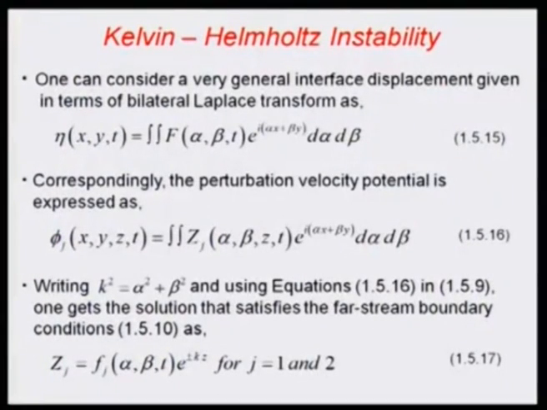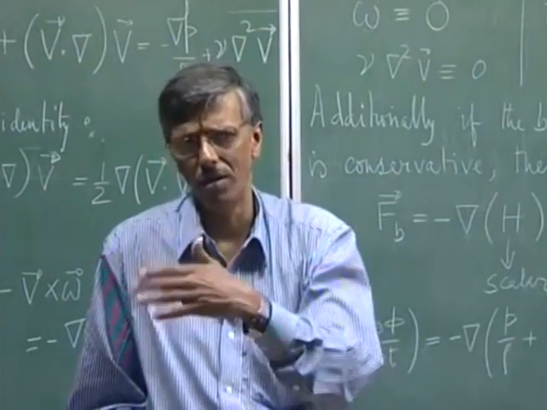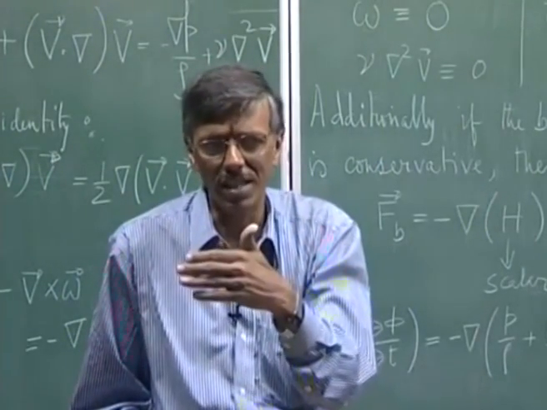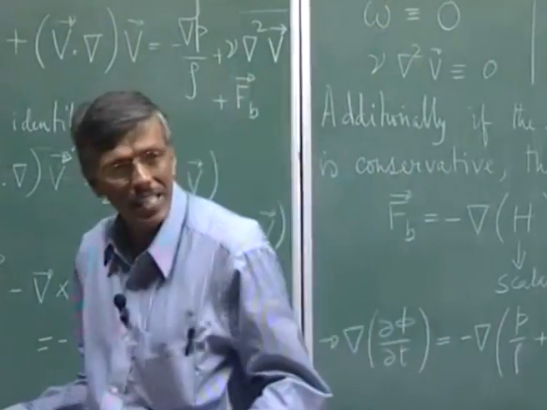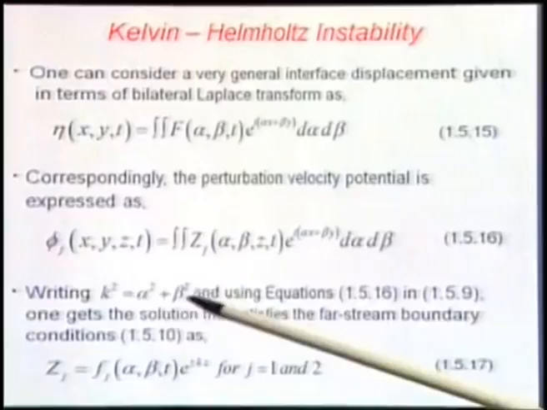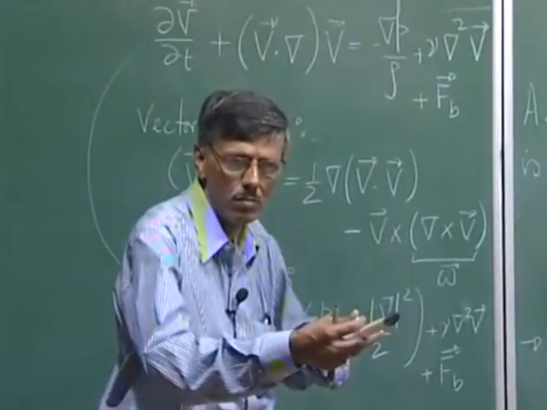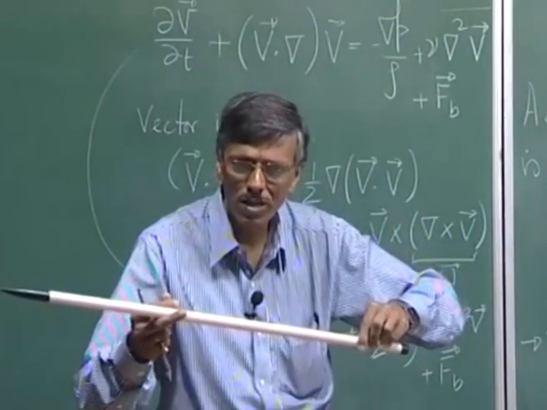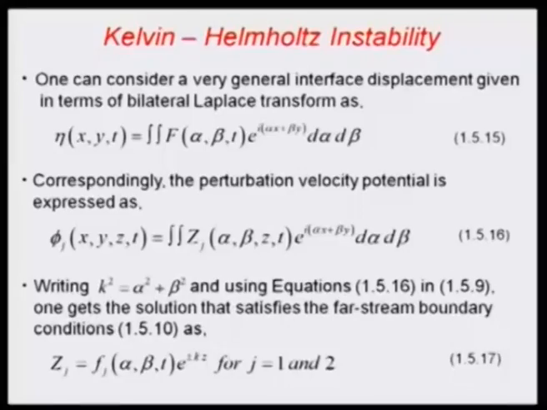Physically, what is k? We are talking about an interfacial perturbation, which has a wave number alpha in the x direction and beta in the y direction. So, what is the net resultant? The resultant would be in the k direction. So, if this is alpha and this is beta, then i alpha plus j beta would be in the k direction. That is what we are seeing.